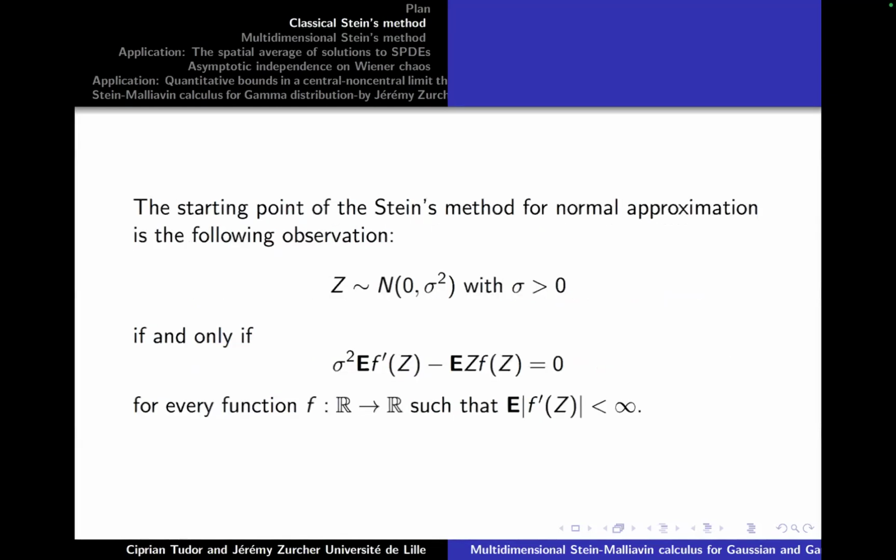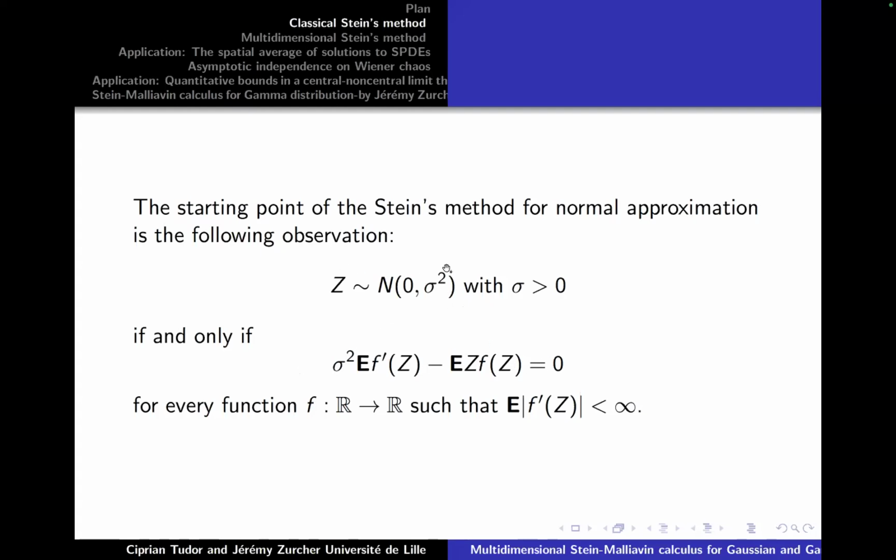What is the starting point of the method? Everything starts with a very simple observation, which is a characterization of the normal distribution. Consider a random variable which is Gaussian with zero mean and variance sigma squared. Then you can characterize this distribution by the following formula, by this identity here.